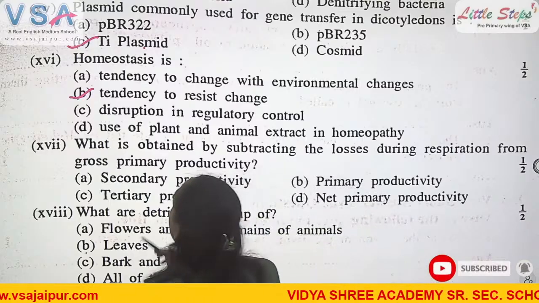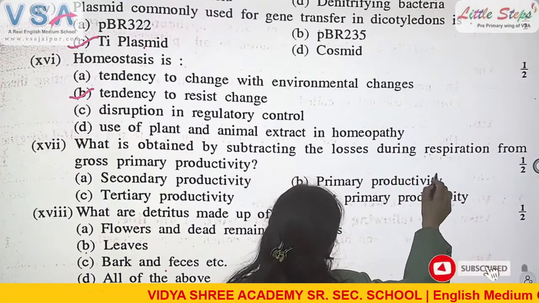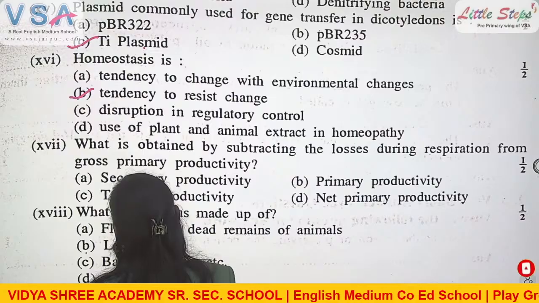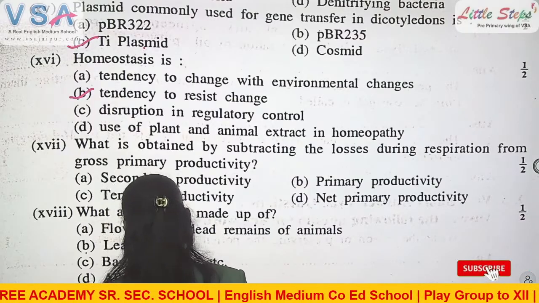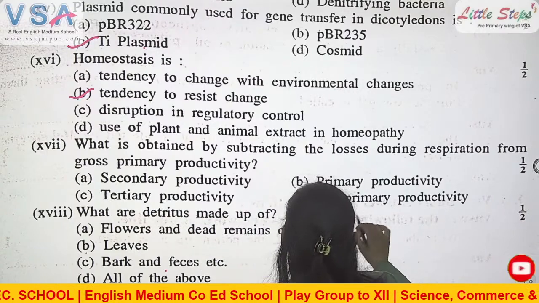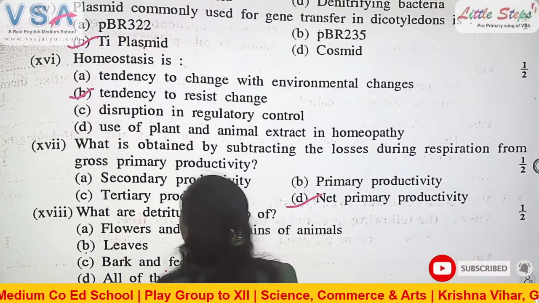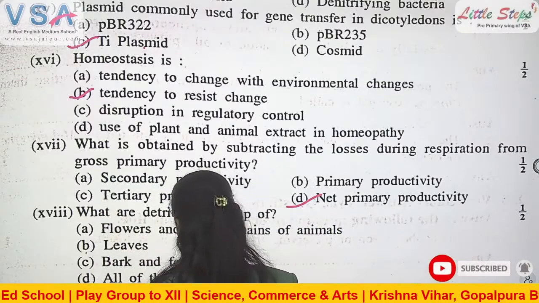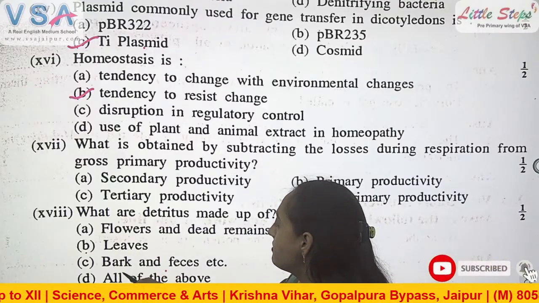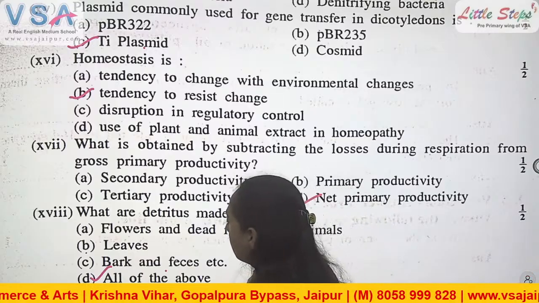Now next, what is obtained by subtracting the losses during respiration from gross primary productivity? So what is the answer? Secondary productivity, primary, tertiary या net primary productivity? What is the right answer? Option D. What is detritus made up of? किससे बनकर बनते हैं? Flower and dead remain, leaves, bark and faces या all of the above? Option D, all of the above.